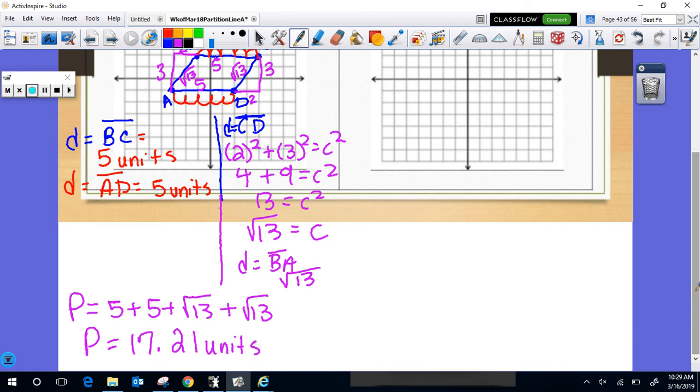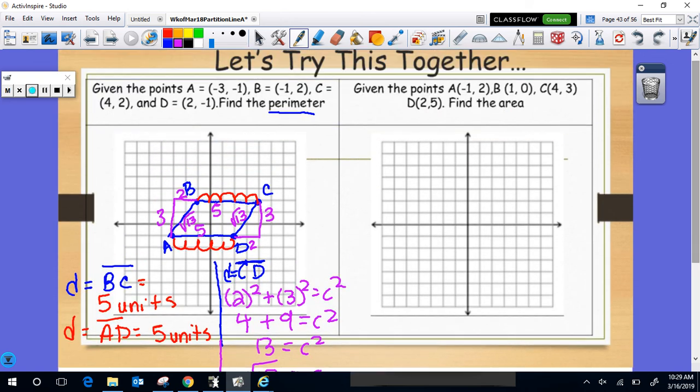Okay, so we found the perimeter there and we're finished with that problem. Done. Now let's go to the next one, where it says given the points, and now it wants us to find the area of this. So let's see what we got here. We get -1, 2. This is A. And we're going to go to 1, 0. That's B. Then we're going to go to 4, 3. That's C. And then we go to 2, 5. That's D. All right.